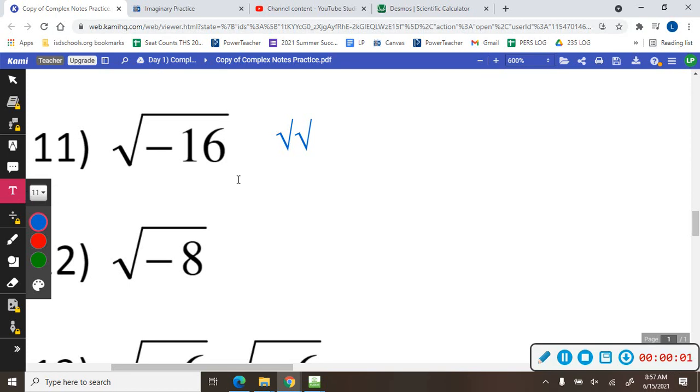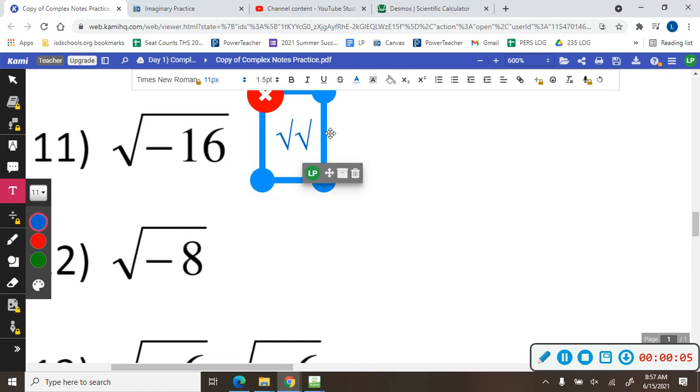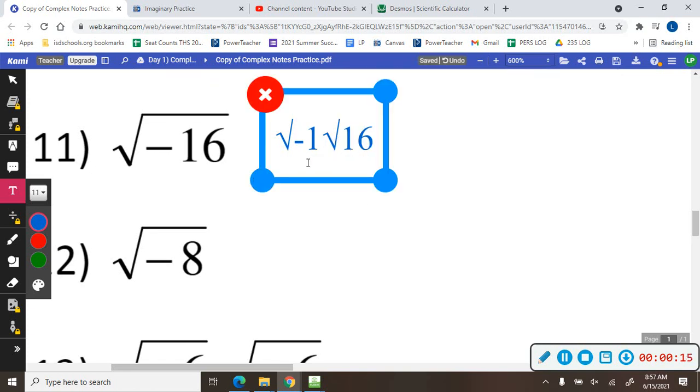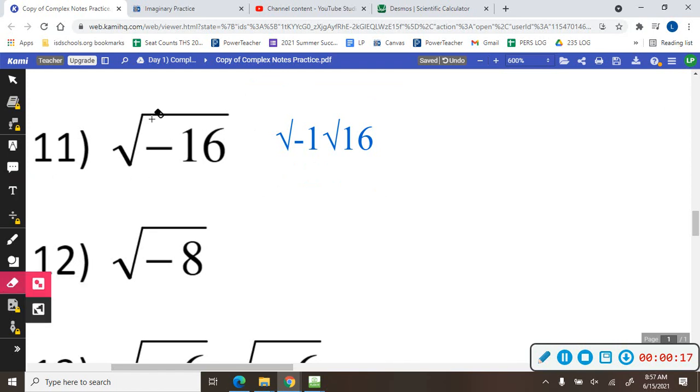So we're going to find the square root of negative 16. And the first thing we're going to say is that square root of negative 16 is the same thing as the square root of negative 1 times 16. So the square root of negative 16 is equal to the square root of negative 1 times the square root of 16.